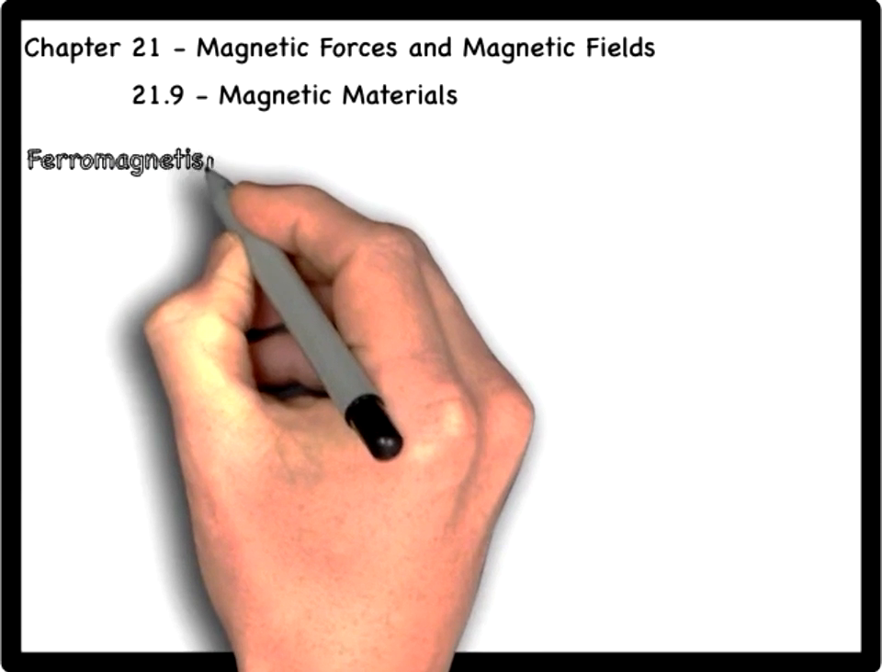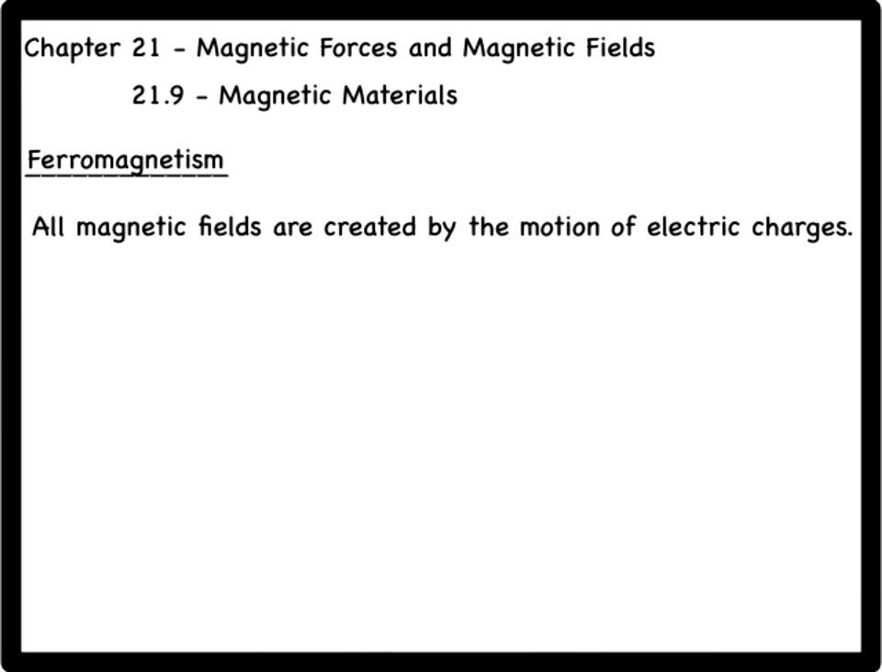All magnetic fields are due to the motion of electric charges. This includes the field created by an electromagnet, as well as the field created by a bar magnet. In the electromagnet case, it's easy to identify the motion of charges as the current flowing through the wires of the electromagnet. However, in the case of the bar magnet, where are the currents?